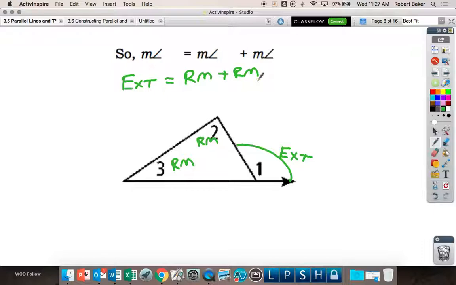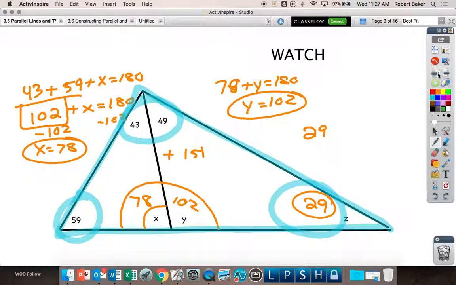So some people don't use this because you don't have to. You can use the definition of a linear pair to explain that. So I'm going to jump back through here just for a second. In this scenario, this angle is now known as an exterior angle. It is on the exterior of this triangle on the left.